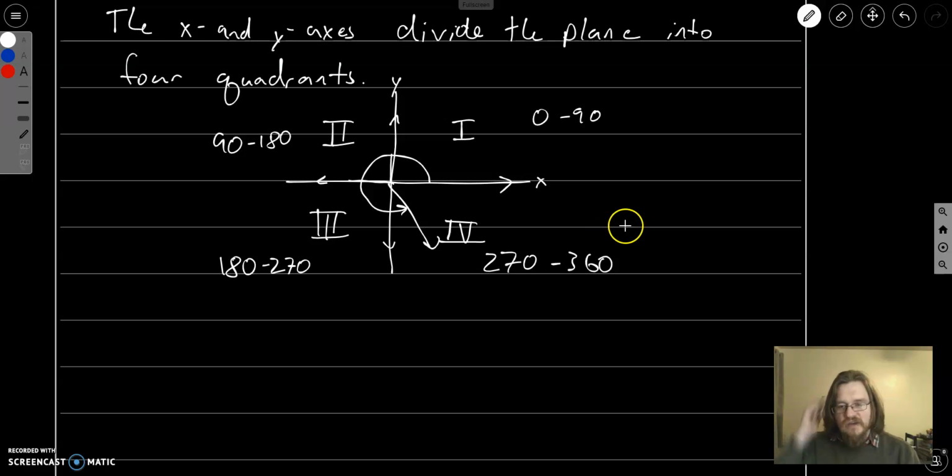So it's just a good idea to keep these in mind so that we can describe where things are in the plane a little bit easier. And that concludes section 1.